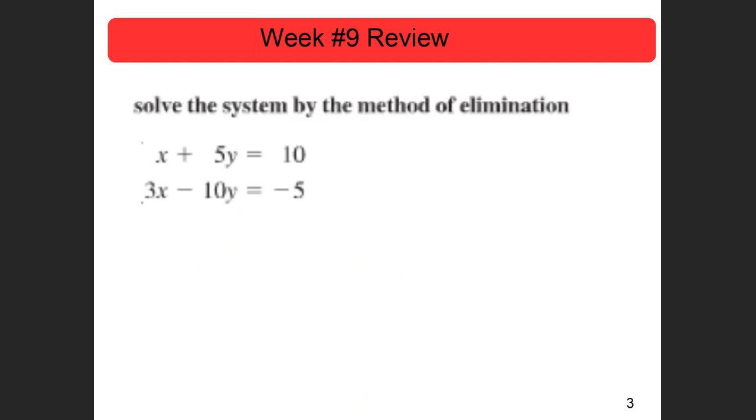Solve the system by the method of elimination. Now this one, if I add straight down, nothing crosses off. So what I would do is I'd multiply everything in the top equation by 2. So I'm going to multiply this equation by 2. I'm going to multiply this term by 2. That gives me 10. And I'll multiply this by 2, which would give me 20.